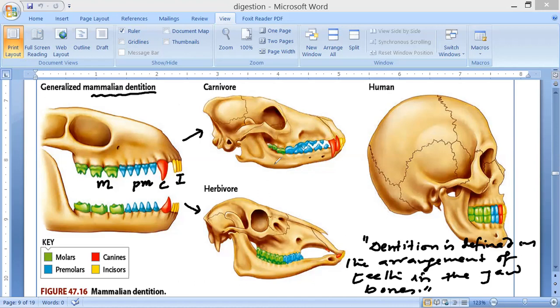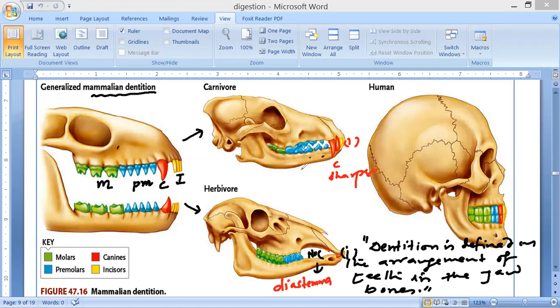In herbivores, you see there are no canines. Incisors are present, but there is no canine, and there is a big gap. This gap is called diastema. But in carnivores, you see incisors are present, and the canines are sharper and more pointed.